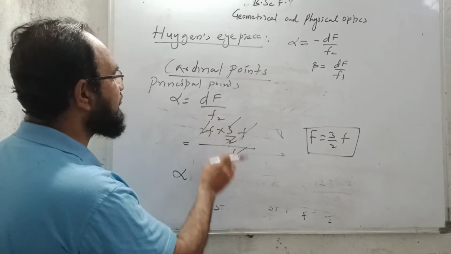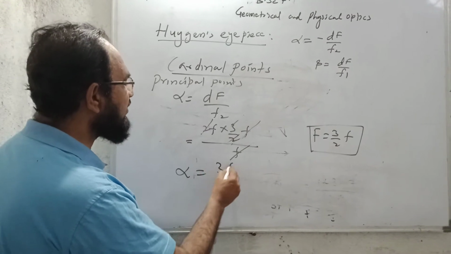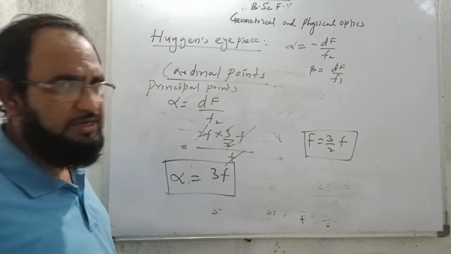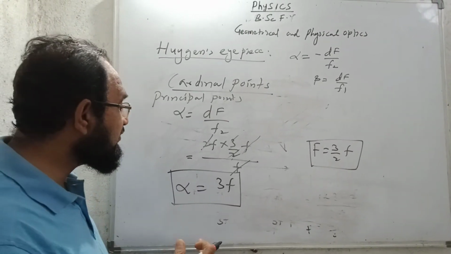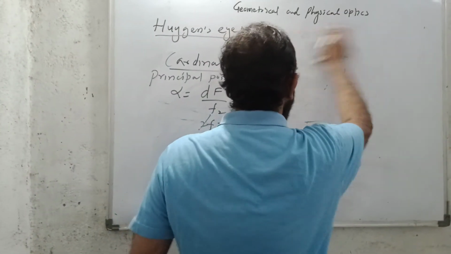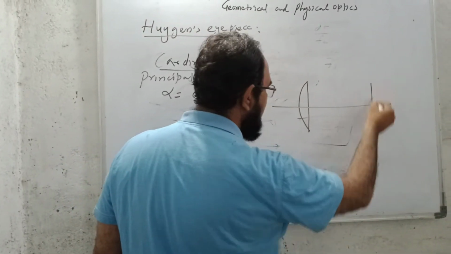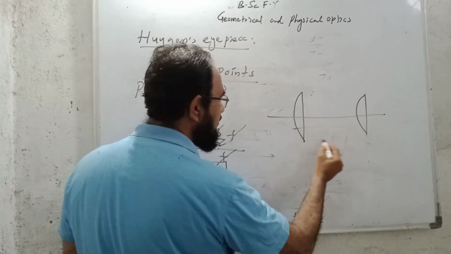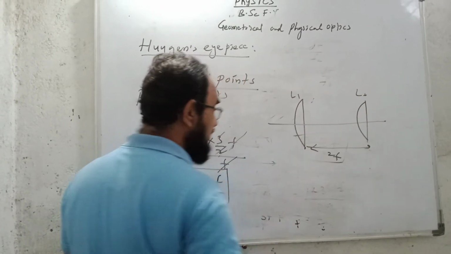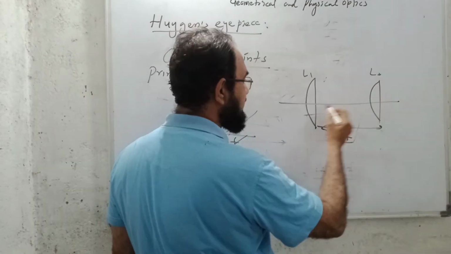F2 is only f. So you will get here 2 get cancelled, ff get cancelled, and you will get the value as 3f. So this is the position of the first principal point, that is 3f from lens number 1. It means that if the lenses are separated by a distance 2f, the distance between these two lenses is 2f, it is lens L1, it is lens L2, then the first principal point will be after this one, means plus 3f.